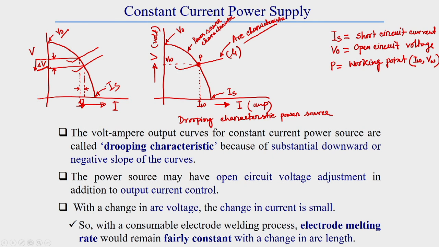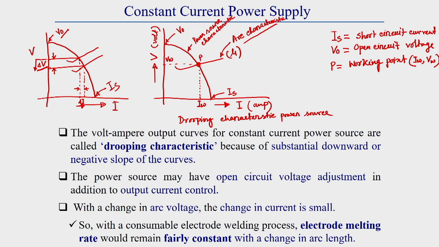So if voltage is reduced, due to this characteristic, the current is increased. But the decrement of voltage magnitude and the increment of current magnitude are almost similar, that means a small change of voltage gives a small change of current. The change of current is very small, that is why it is called a constant current power source.